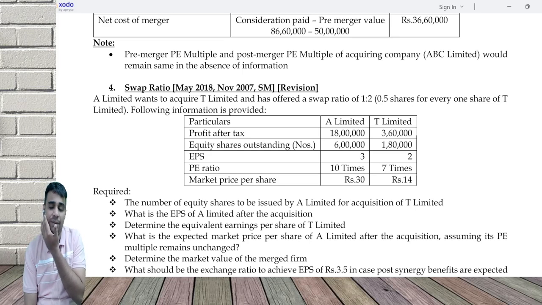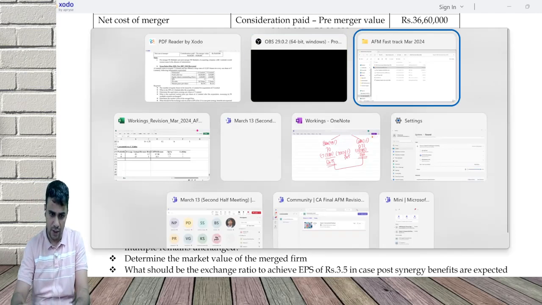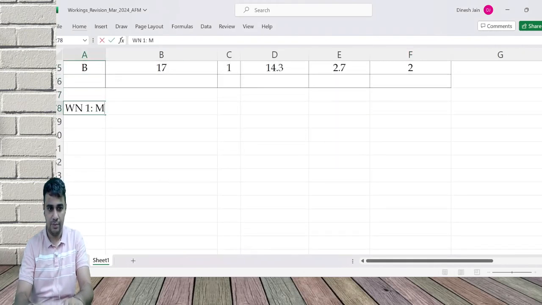Okay. A Limited wants to acquire T Limited. Swap ratio is 1 is to 2. Following data is given. Number of equity shares, EPS, all this the table is going to give. Let's directly start doing the question. So working note 1, merger table.